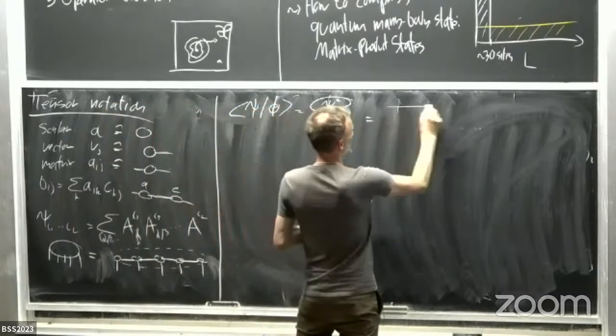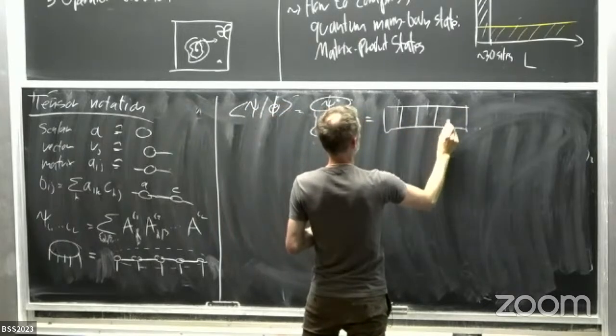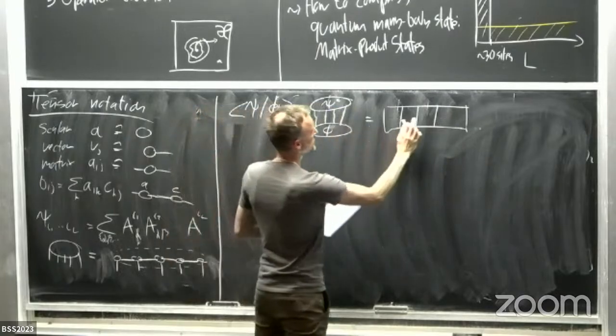But now I can also do this using my tensor networks. And for the tensor network notation, it would be like 1, 2, 3, 4, 1, 2, 3, 4, 5.